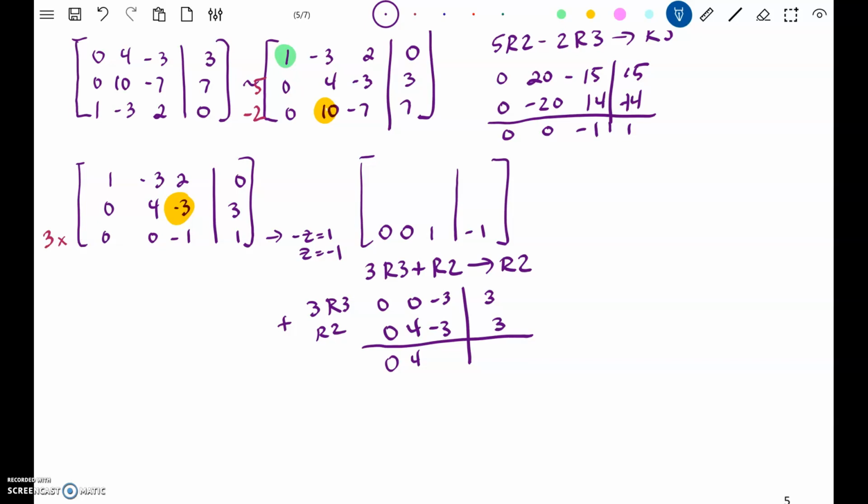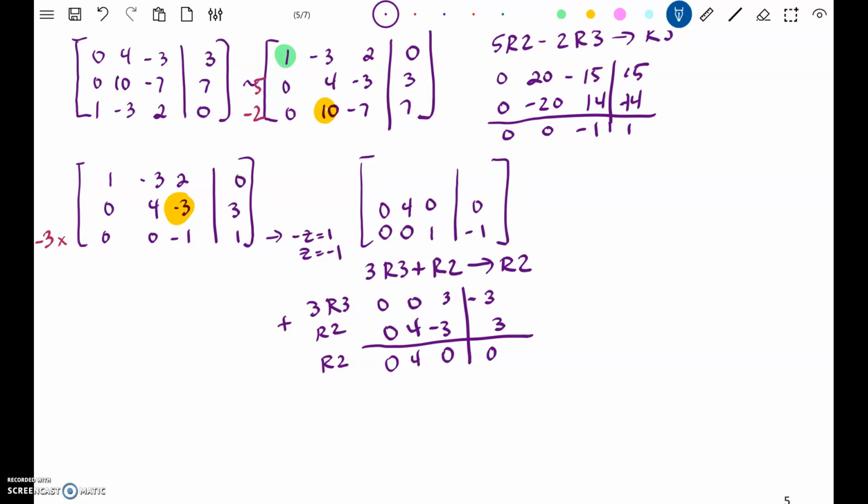That's not right. I'm going to multiply with negative 3 instead. It's going to make the row positive 3 here and negative 3 here. When we add them together, we are going to be able to eliminate the z value. So for row 2, we end up having 0, 4, 0, 0.